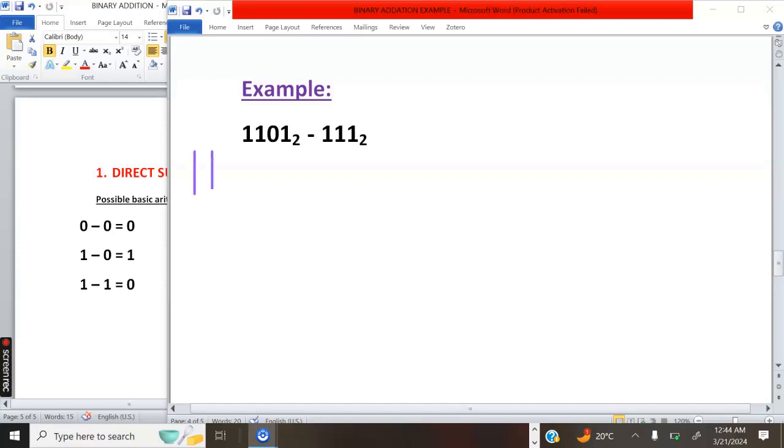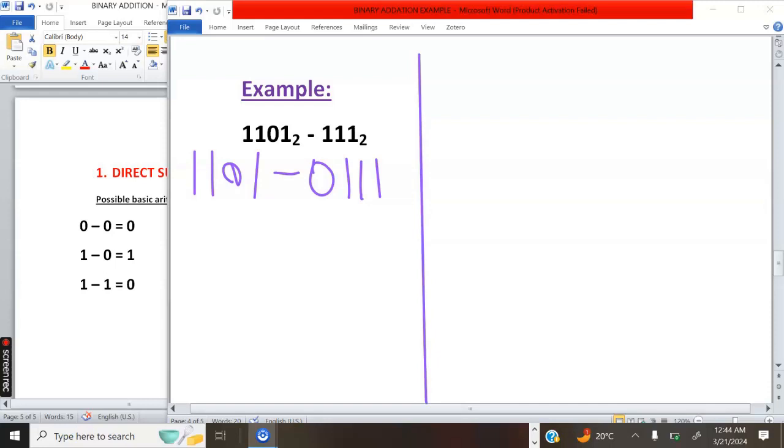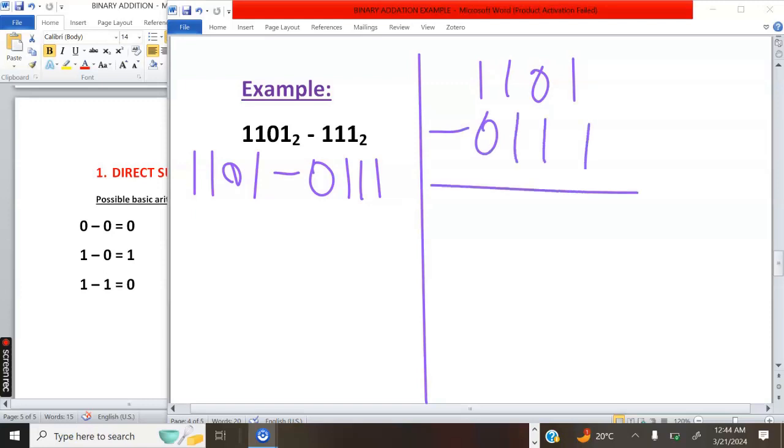1, 1, 0, 1 minus 0, 1, 1, 1. Okay, having done that, the next step is now to subtract the two sides. So we have 1, 1, 0, 1 minus 0, 1, 1, 1. Then you subtract 1 minus 1, just like normal mathematics.